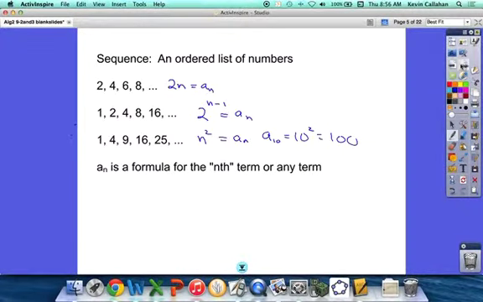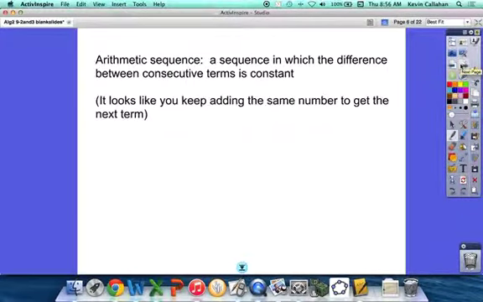Okay. So an arithmetic sequence is a particular sequence, and the math definition of it is, it's a sequence in which the difference between consecutive terms is constant. In more common speak, it looks like you keep adding the same number to get the next term. That's arithmetic, right?